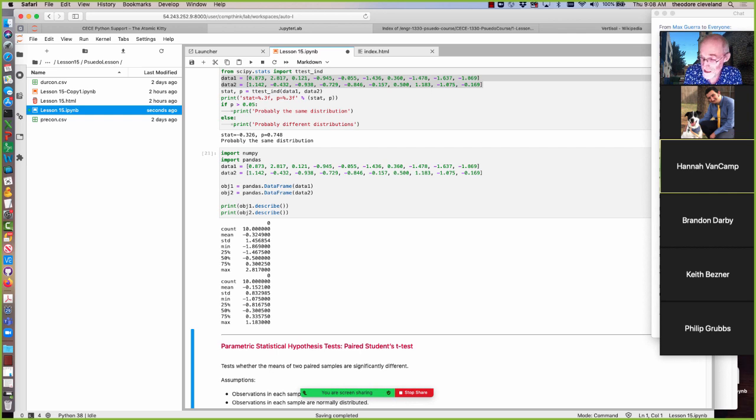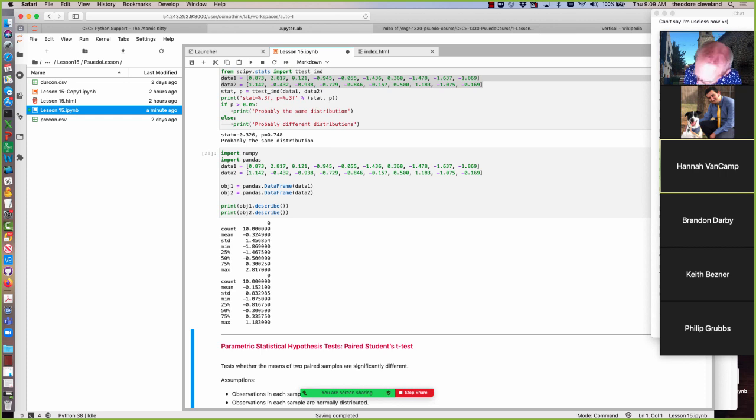So each of them has 10 things in it, so that's comparable. The mean of list number 1 is minus 0.32, the mean of list number 2 is 0.15. Standard deviation of the first list is 1.4, standard deviation of the second list is 0.83. The smallest value on the first list is minus 1.8, smallest on the second is minus 1. The median of the first one is minus 0.5, the median of the second one is minus 0.3. The max value on the first is 2.8, the max value on the second is 1.18.